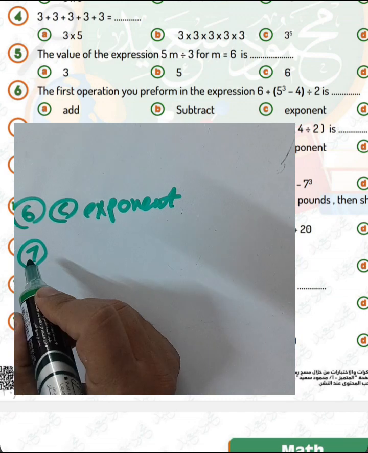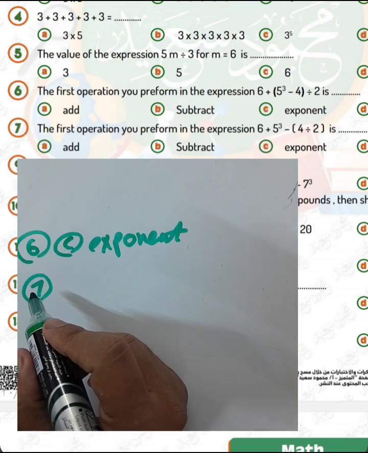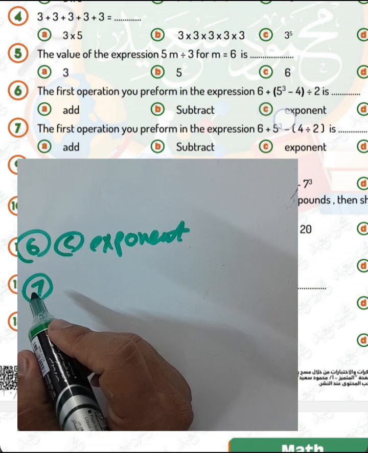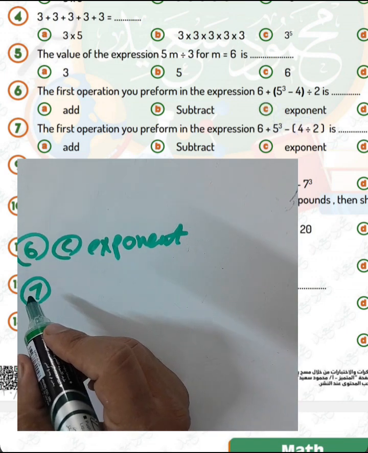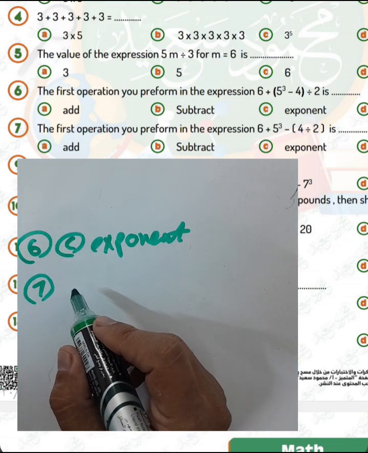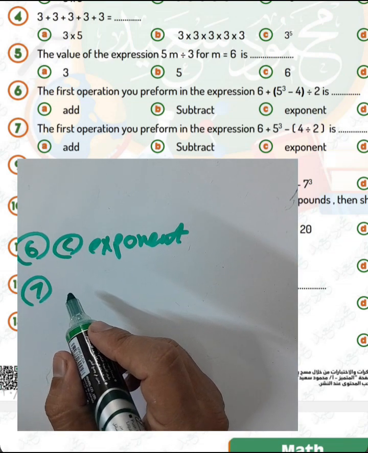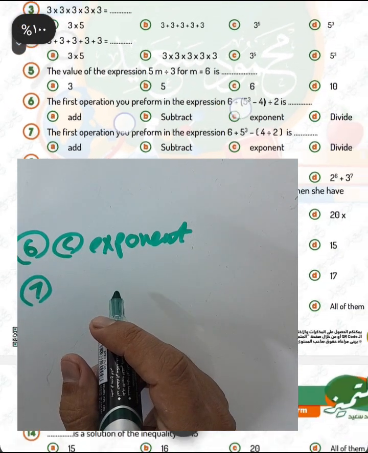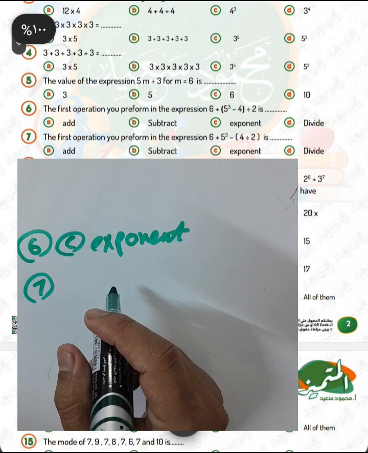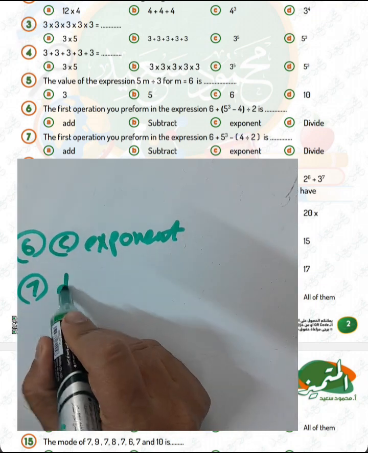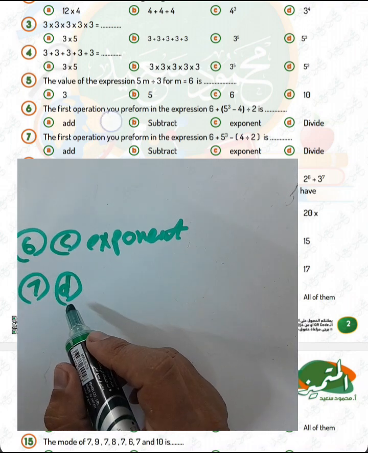Question number 7. The first operation you perform in the expression 6 plus 5 power 3 subtract 4 divided by 2. The first operation here is division. You must find the result in the brackets first. Parentheses first, exponent next, multiplication and division in the same step, addition and subtraction from left hand side to right hand side. First come first served here, division. Okay, choose letter D. You must solve division first.